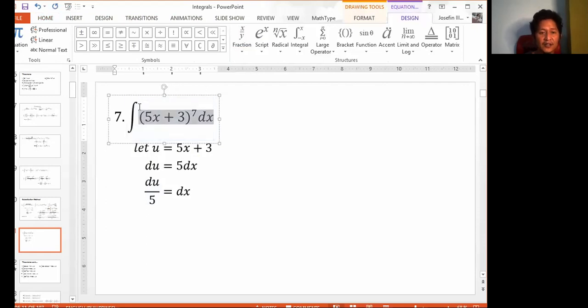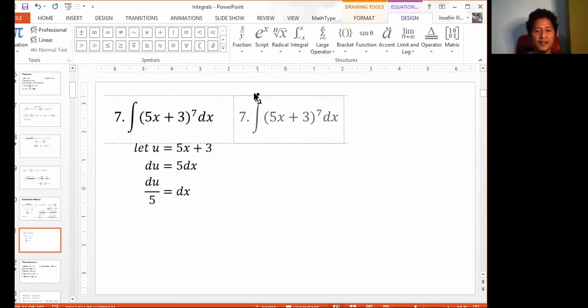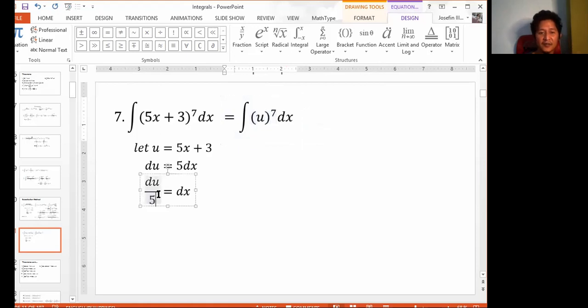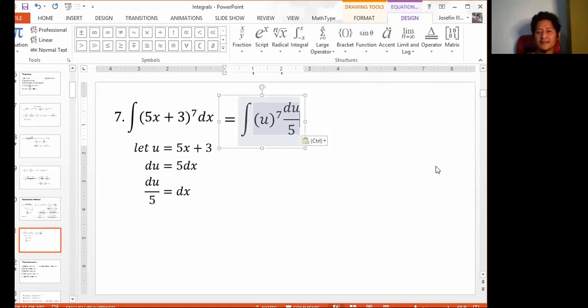Now, magkakaroon na tayo ng transformation. Okay, copyin ko lang ito ha, para same lang yung equal sign. Ito, paresa-paresa, di ba? Ito, papalitan natin ito ng u. So, magiging u siya. Malinaw ba, guys? Tapos, yung dx, gagawin natin du over 5. So, yung dx, papalitan natin ito ng du over 5. Malinaw?